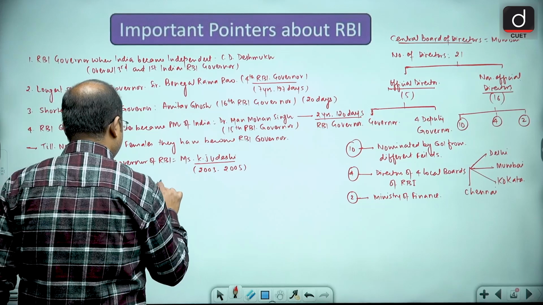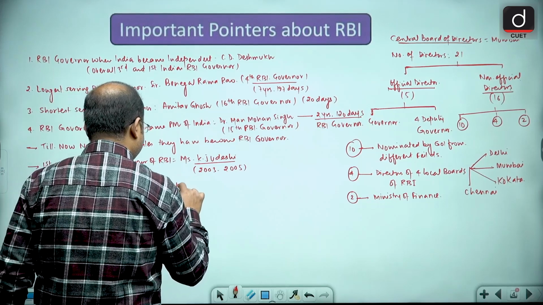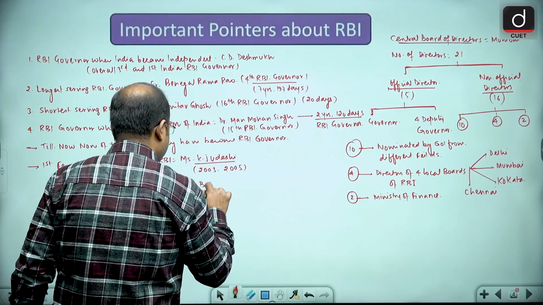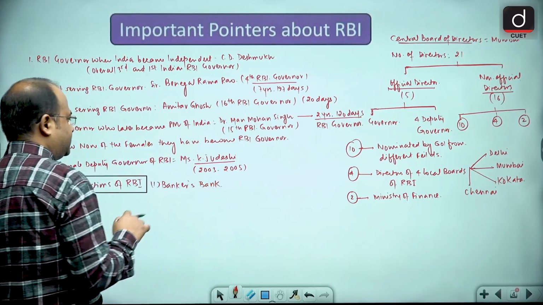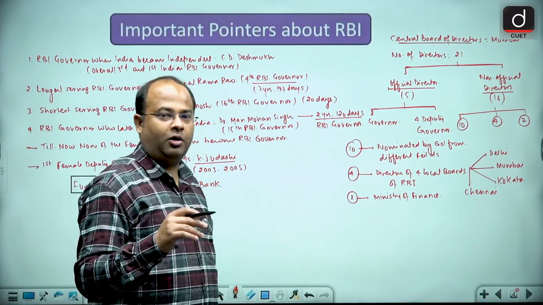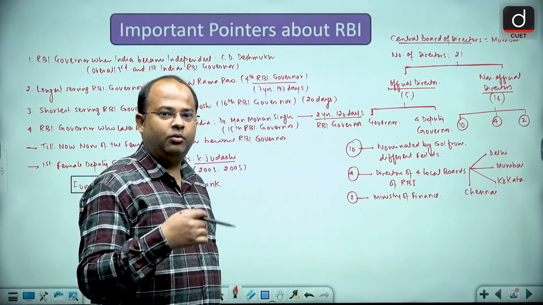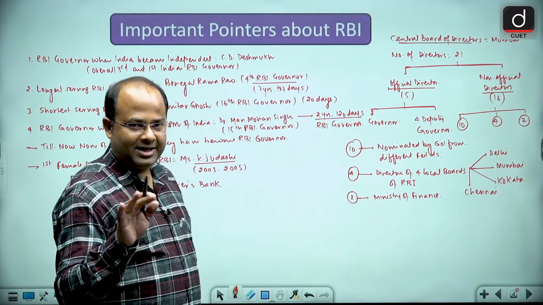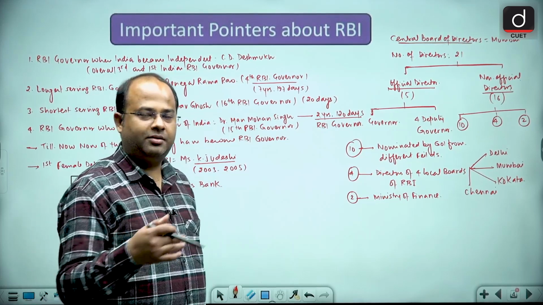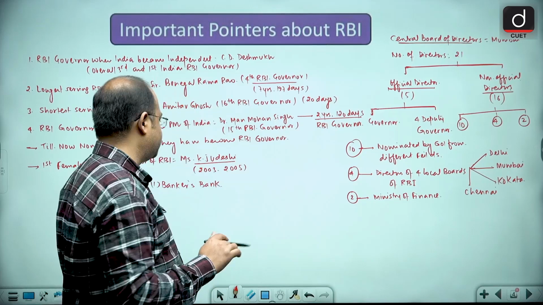First is Bankers Bank. RBI is called Bankers Bank. The reason is this: every bank opens 2 types of account in RBI. One is a current account and the second is an SGL account, that is, subsidiary general ledger. Therefore, it is called Bankers Bank.